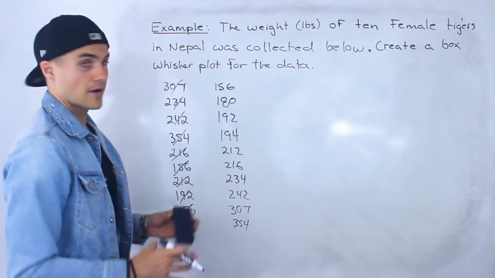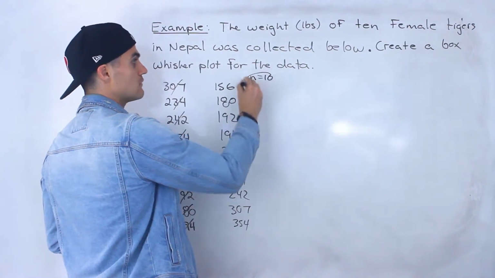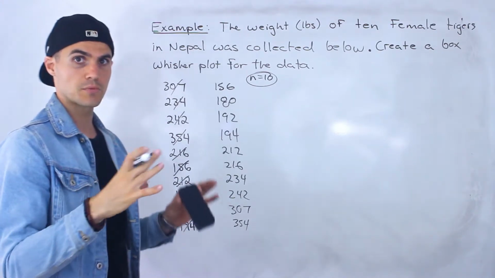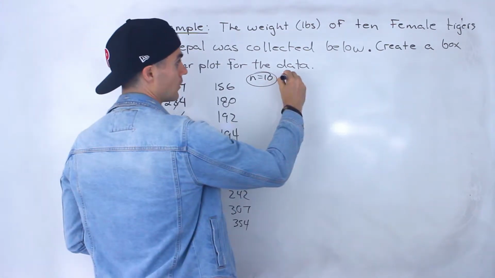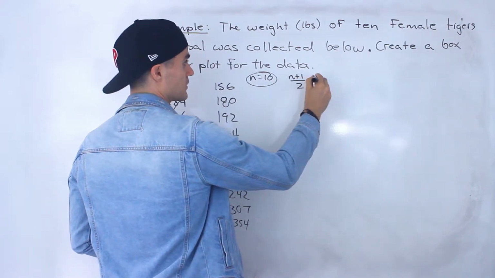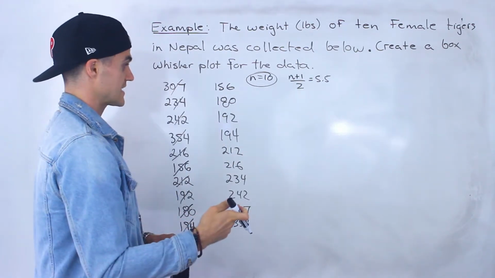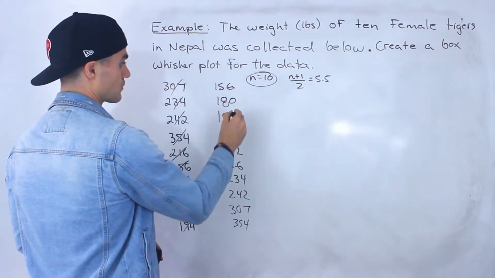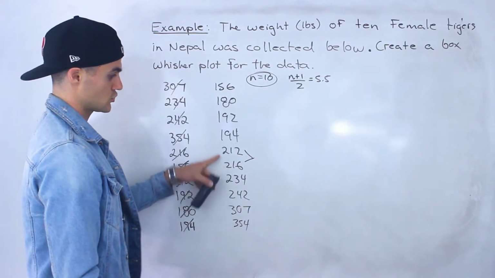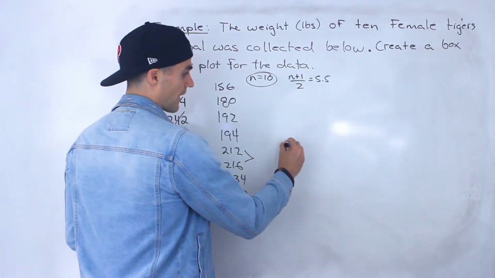So notice that there are 10 observations. So the n value is 10, so there's an even number of observations. And so the median, which is going to be the second quartile of the data, is going to be located at n plus 1 divided by 2. So 10 plus 1 divided by 2, which is 5.5. So in between the fifth and sixth observation. So 1, 2, 3, 4, 5. It's going to be between these two. These are the two middle numbers here. So to find the median, we've got to find the average of these.